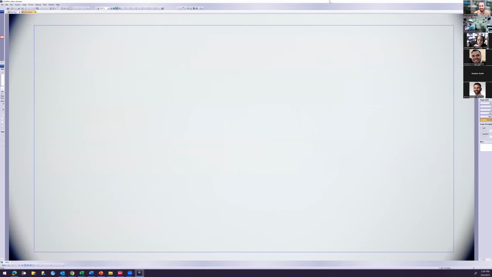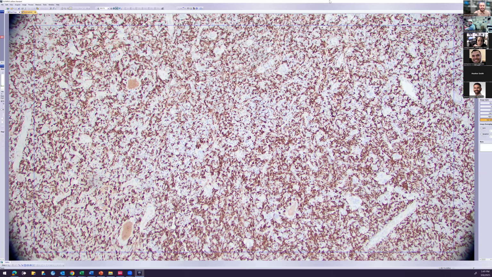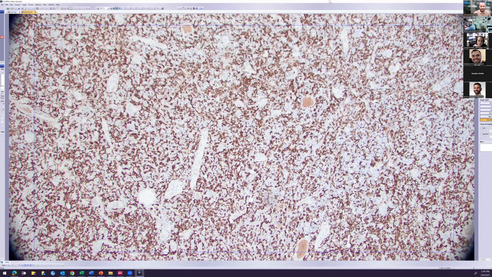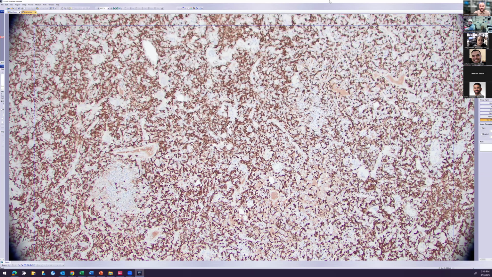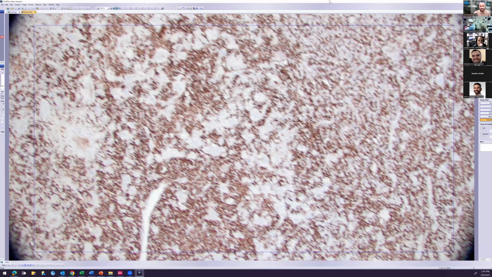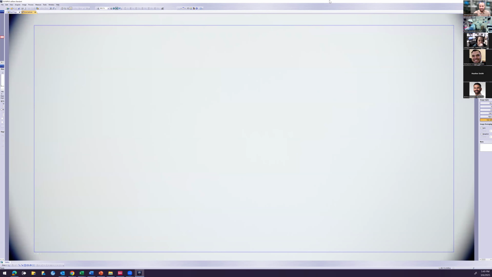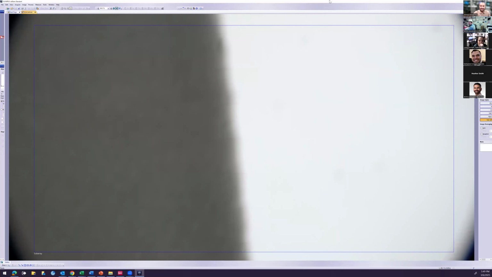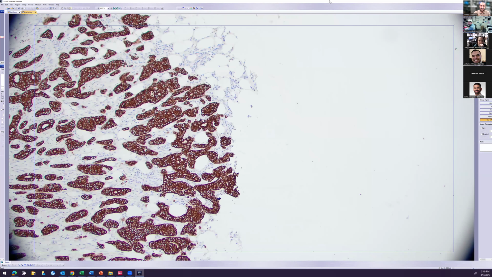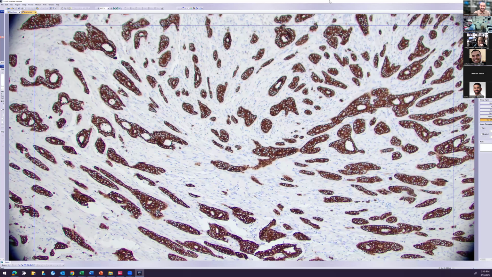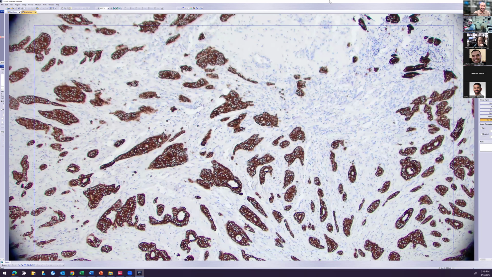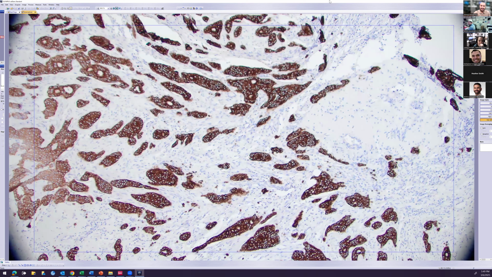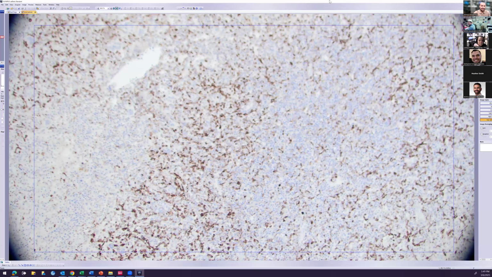Let me show you. Here's the CD163. Unsurprising, right? Lots of CD163. Histiocytes everywhere, certainly. Okay, let me show you one other thing. I'll show you the control first. Here's the control. What is this control? What do you think? Is this keratin? It's like an invasive ductal carcinoma or something? Yes.